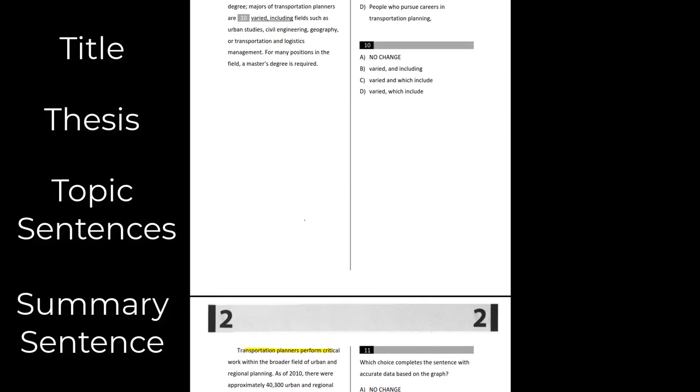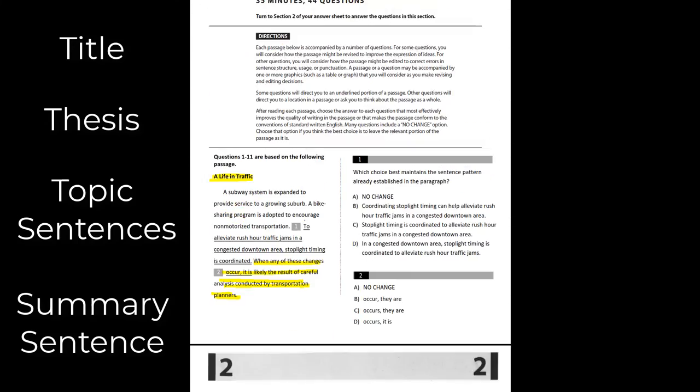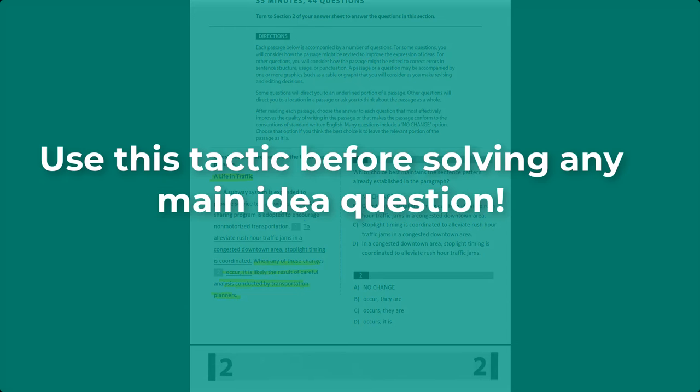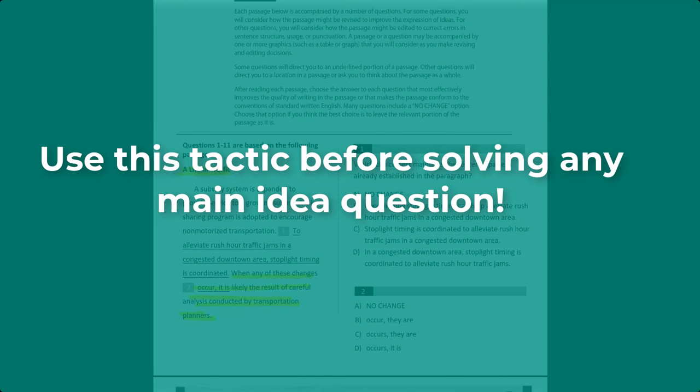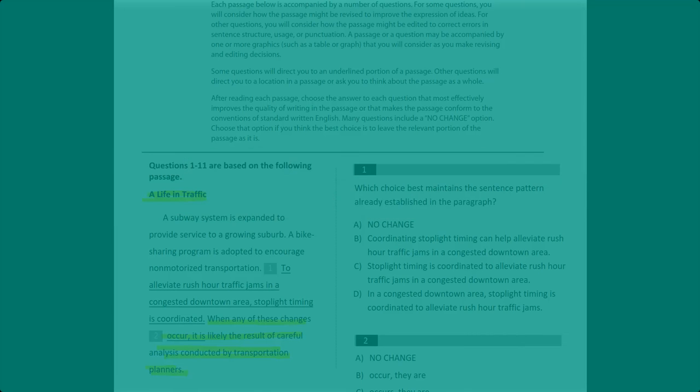So I have just given you a really good way to zoom out and immediately understand the main idea. You could probably solve a lot of the main idea questions right now. And you'll find that those are often the hardest ones on the test.